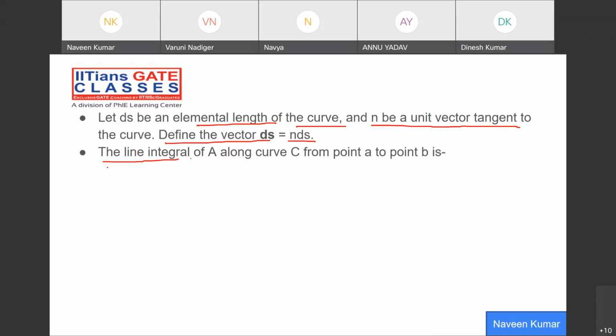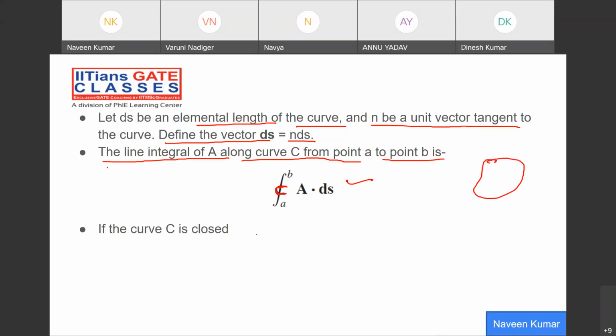So the line integral of A along curve C from point A to B can be written like this. This is an open integral, so you can use this integral sign with limits: A dot ds. That is the representation of the line integral. The same line integral you can use for the closed curve also. For that you just use the closed curve symbol instead of the open one, and you don't have to use the limits. So A dot ds.